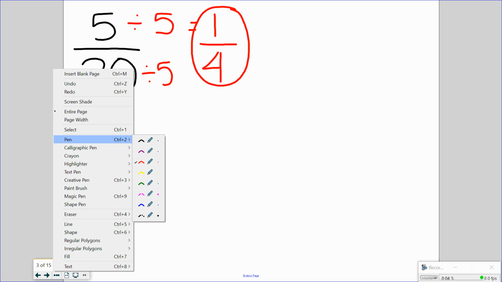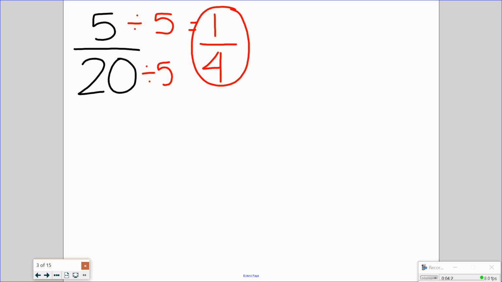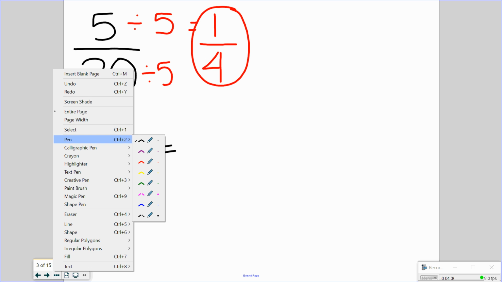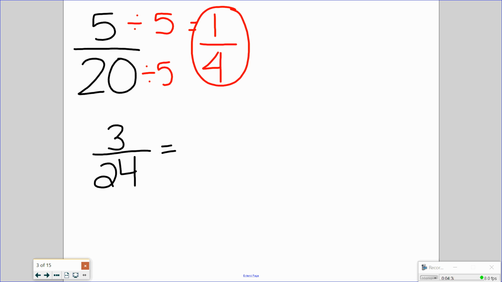Let's say I choose another example. Let's go with 3/24. Once again, how do I know if this is in simplest form? Sometimes I'm just really good at my multiplication facts and I know it. But if you're not, that's what I say: whenever in doubt, start with 2. So if I did 3 divided by 2, would that work? Once again, no, it wouldn't. It's not a whole number.